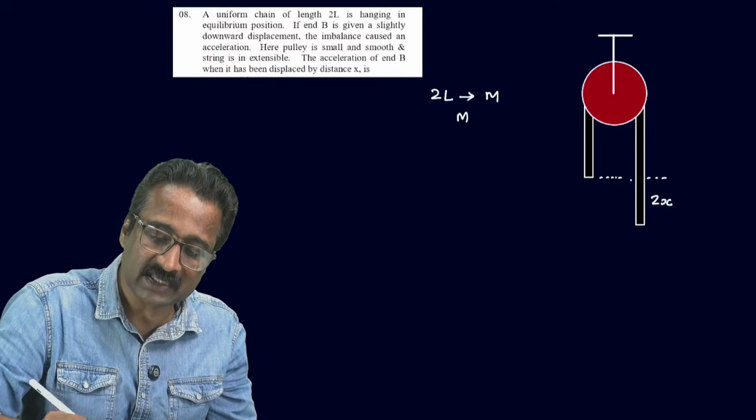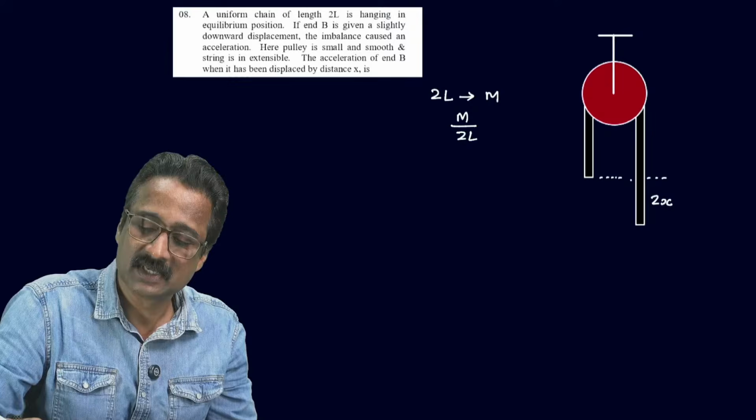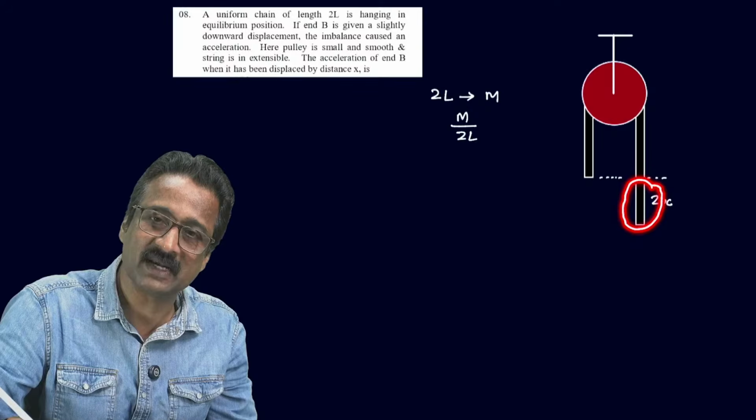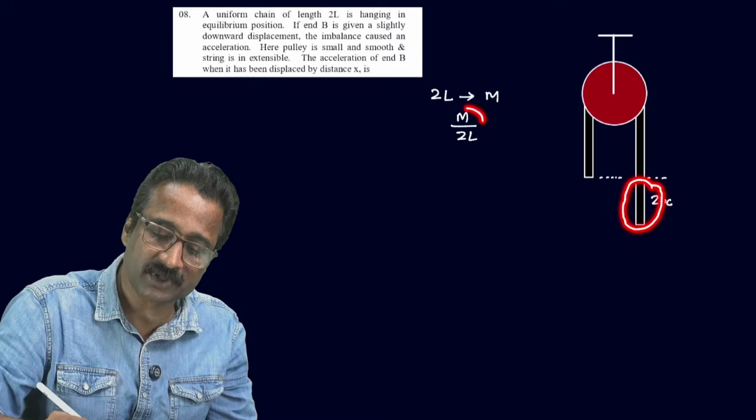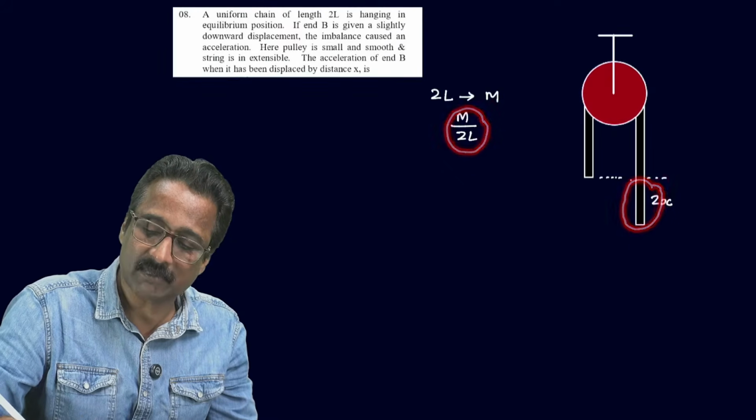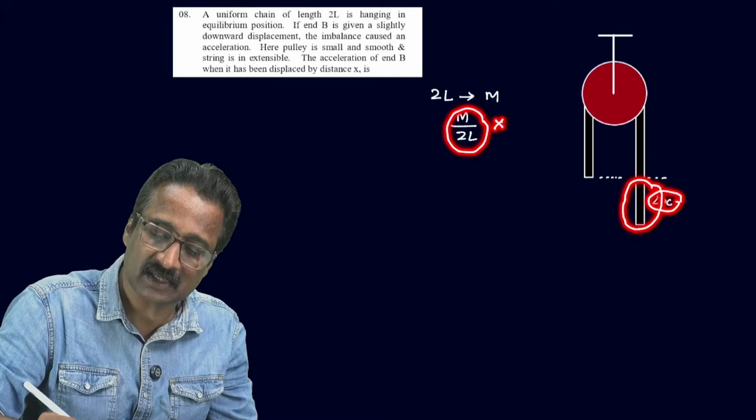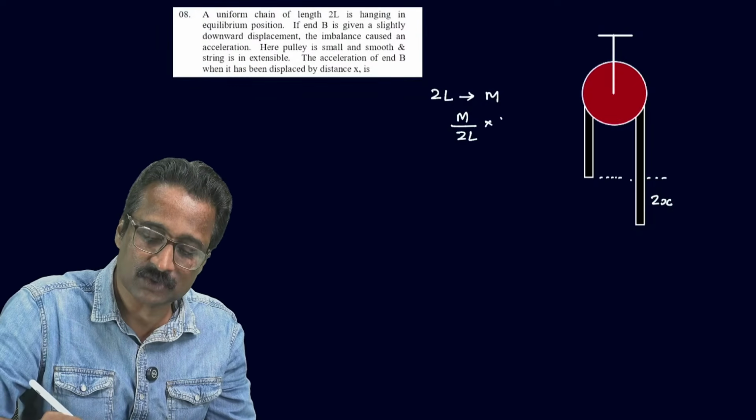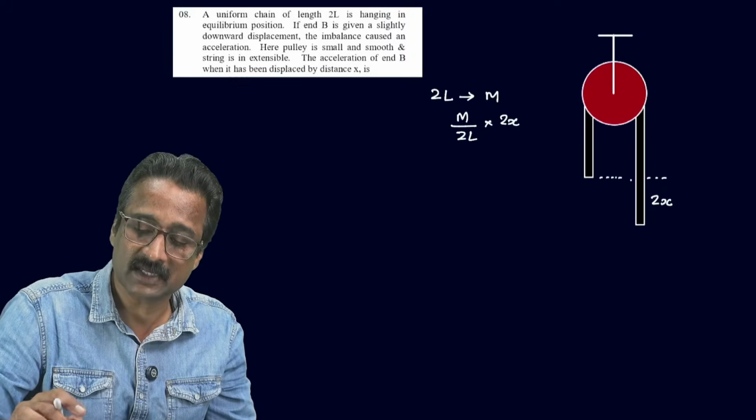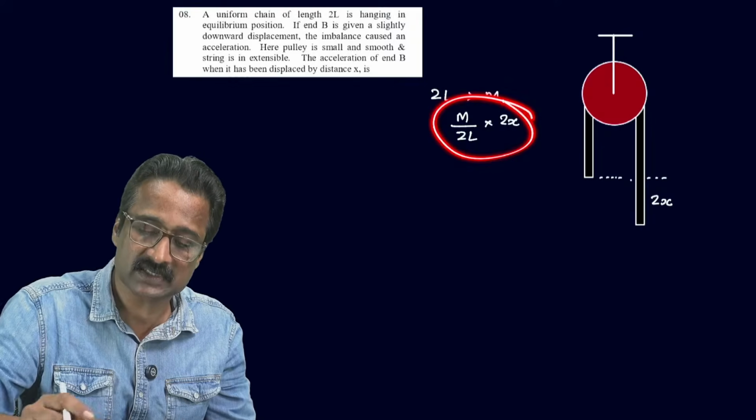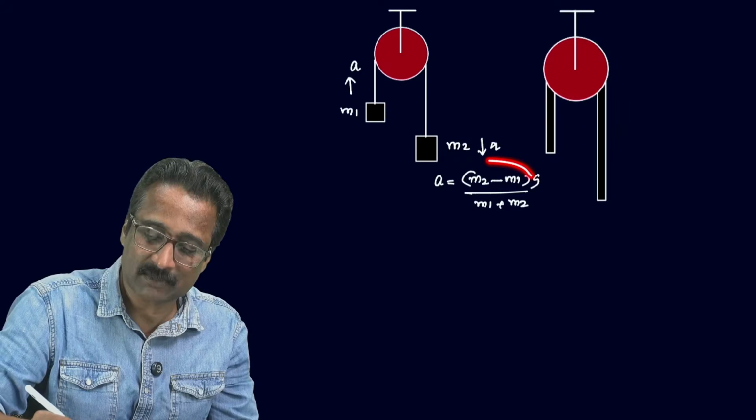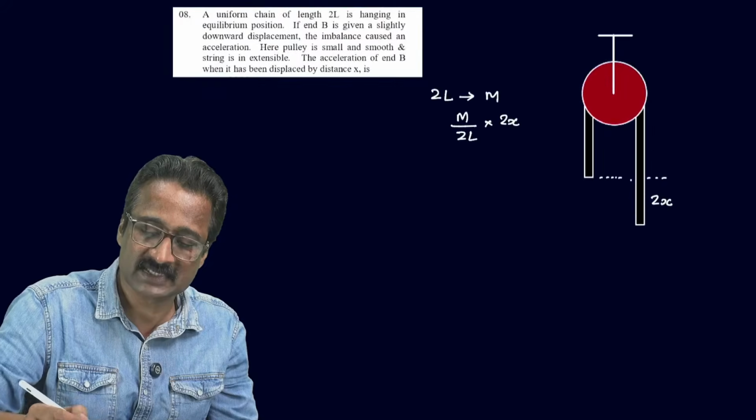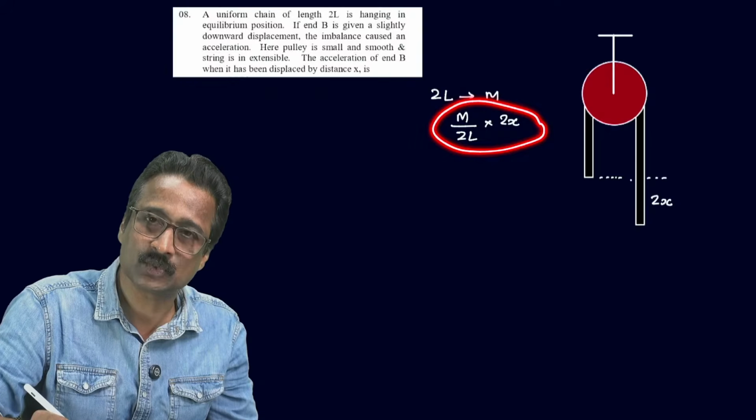Mass per unit length is going to be M by 2L. This portion of mass, because that portion has a length of 2x. If mass per unit length is M by 2L, then the mass over length 2x is this into 2x. That's the mass of that portion. So that into 2x is the mass of that portion. And this quantity is what appears as m2 minus m1 in the previous expression. So this m2 minus m1 appears as M by 2L into 2x.